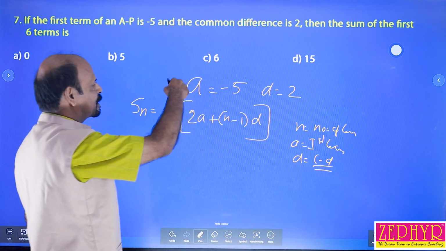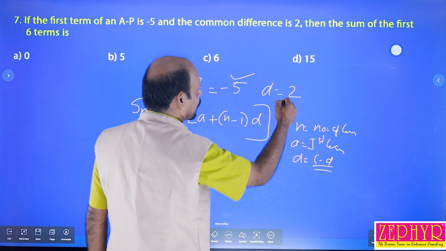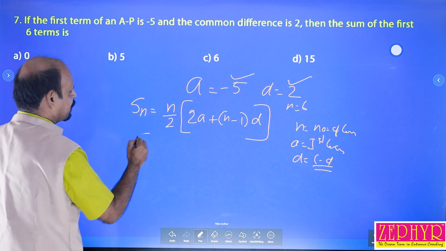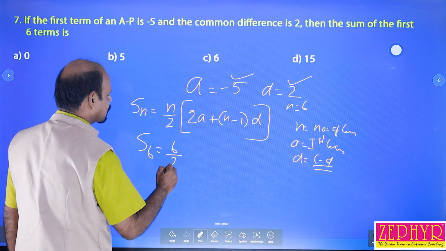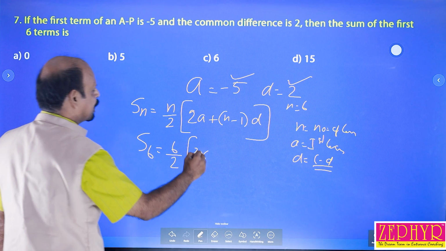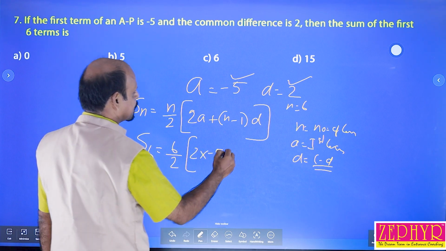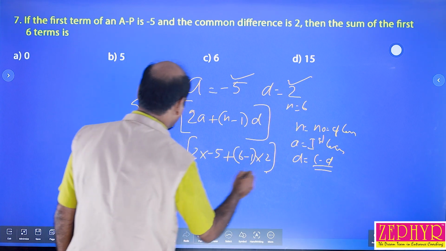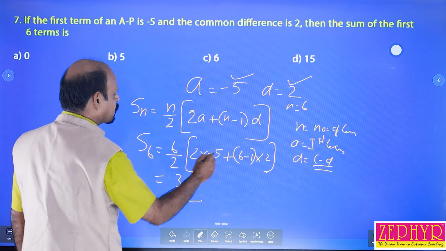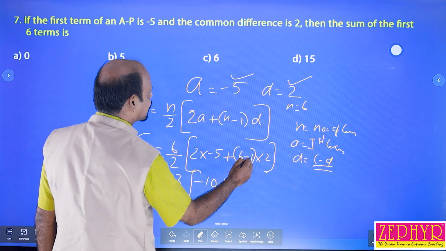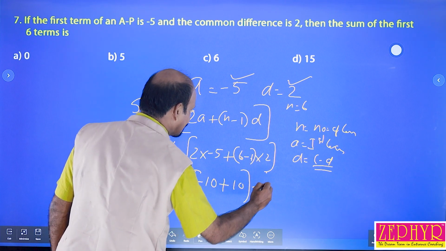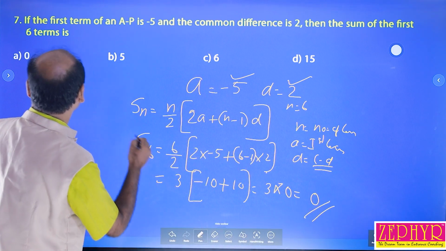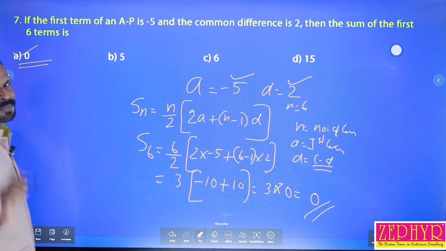From the given data, we have a is minus 5, common difference d equal to 2, n equal to 6. We have to find the sum of the first 6 terms, so we have to find S6. S6 equal to 6 by 2 into (2a, a is minus 5, plus (6 minus 1) into d, which is given as 2). So you will get 3 into (2 into minus 5, minus 10, plus 5 into 2, 10). So you will get 3 into (minus 10 plus 10), 0. So your answer is 0. Sum is 0. So the correct option is A. A is the sum of 6 terms of the given AP.